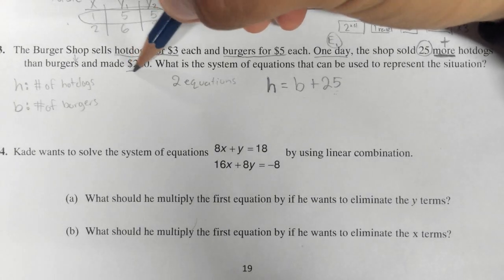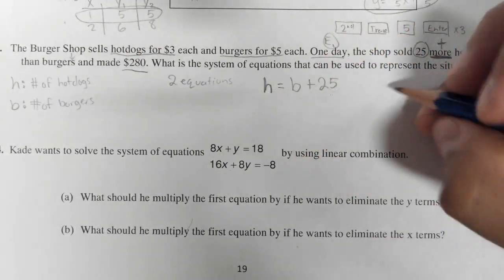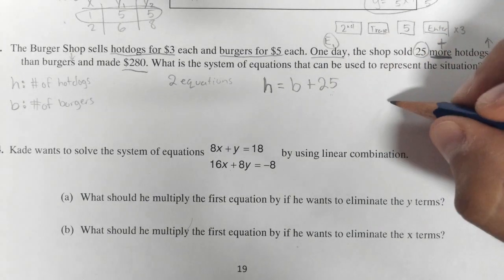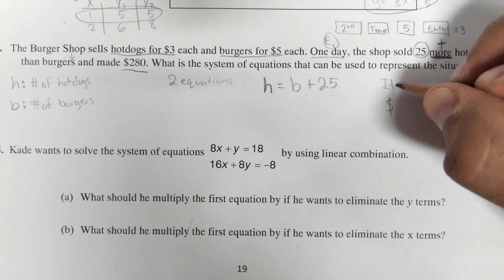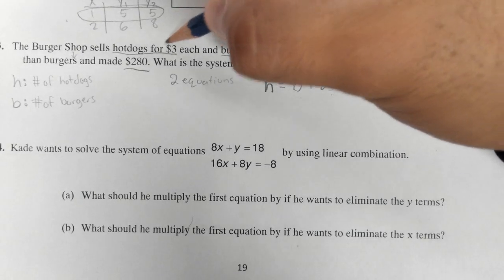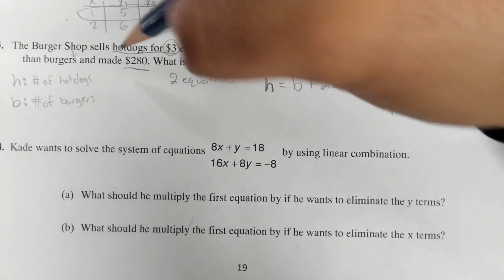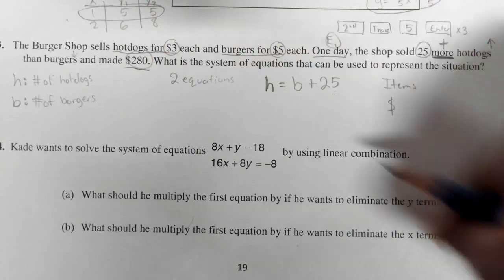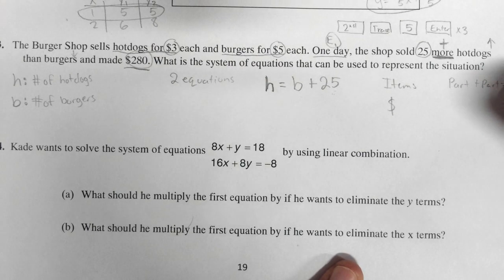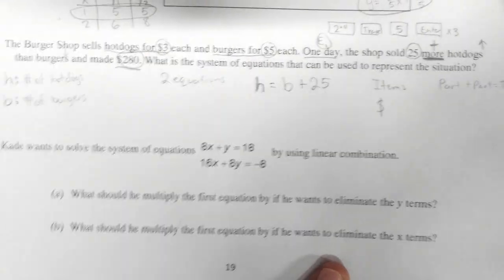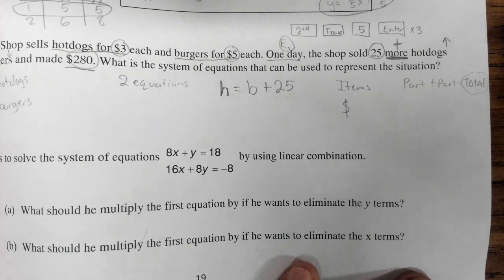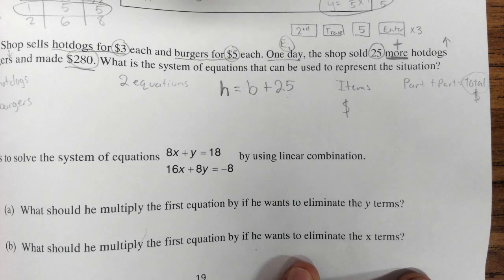And then the other equation deals with money. So this one deals with, I guess, just the item sold. The other one deals with money. And obviously with the money, we're going to include all of our money values. We're going to include 3, we're going to include the $5, and then we're going to include that. This is going to be set up as a part plus part equals total. Right, so one part plus the other part is going to give me my total, and obviously in this case we're talking about total money earned.